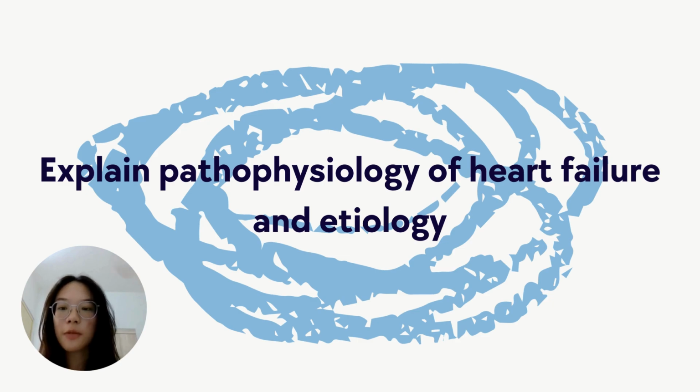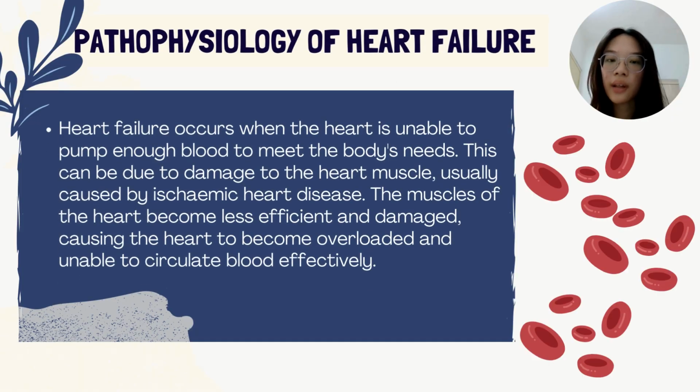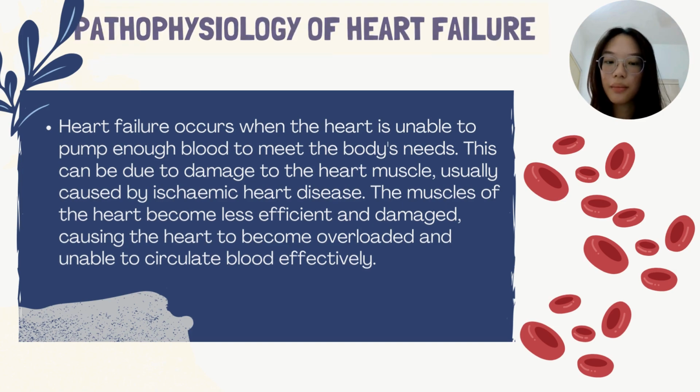So now we are going to explain the pathophysiology of heart failure and etiology. So for the pathophysiology of heart failure, heart failure occurs when the heart cannot pump enough blood for the body's needs. It may be due to damage of heart muscle, often caused by ischemic heart disease, because the heart muscle becomes less efficient and damaged, causing the heart to be overloaded and unable to circulate the blood efficiently.